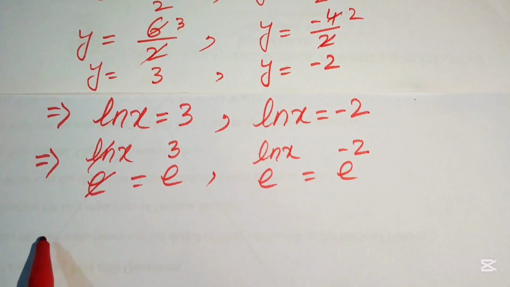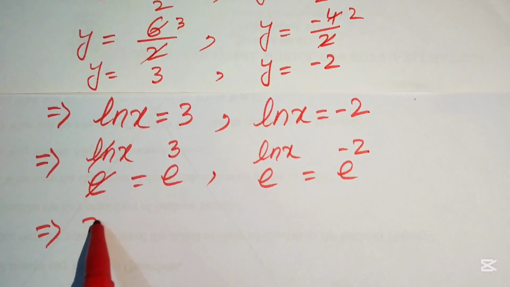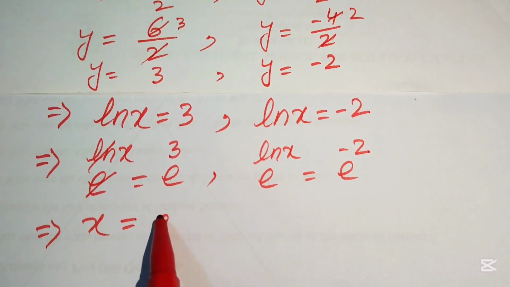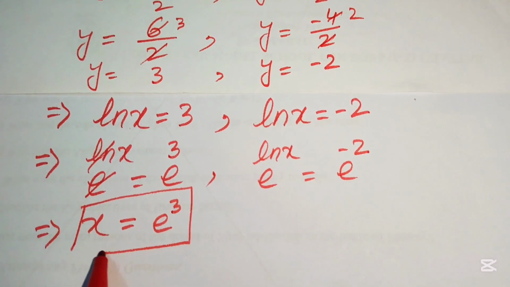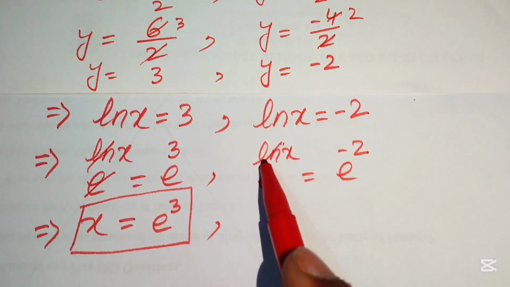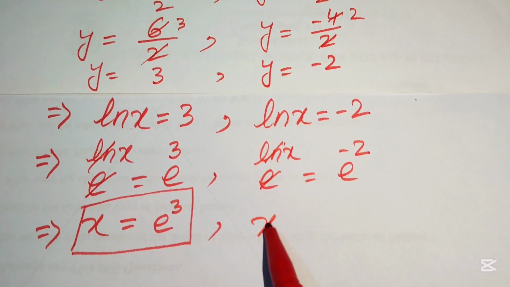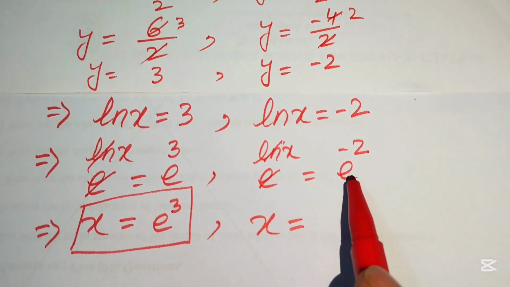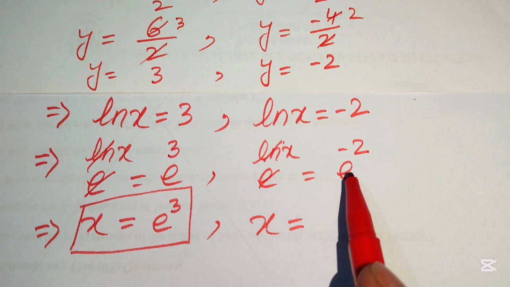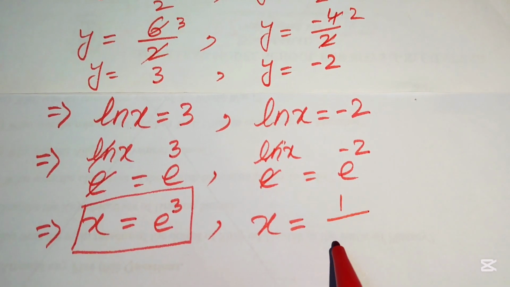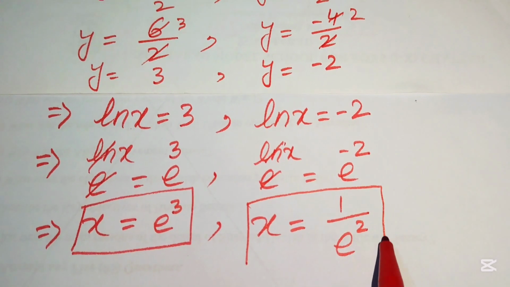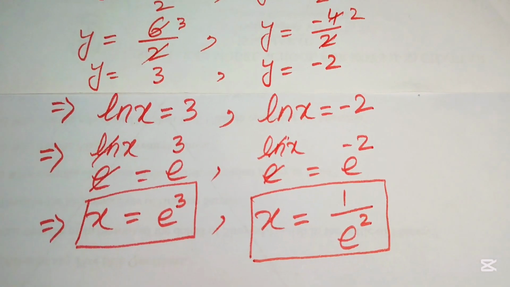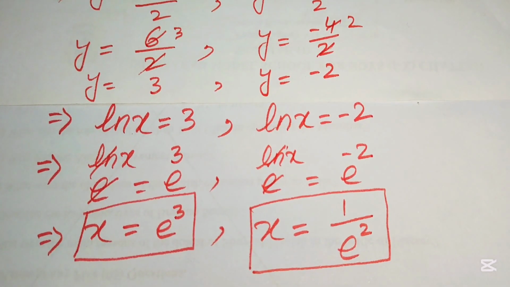So this e and log cancel each other, and we get x equals e cubed, or e to the power of 3. This is the first solution of the given equation. Similarly, here the e and log are gone, and you get x equals e to the power of minus 2, which we write as 1 over e squared. These are the two solutions of the given equation, and this is the final answer.